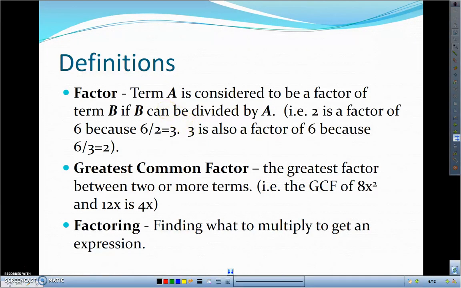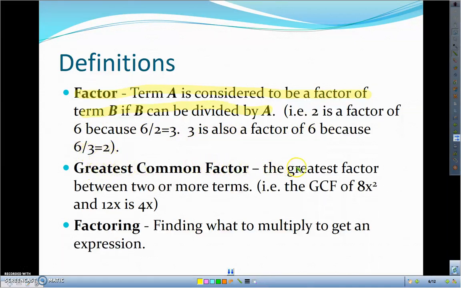And just to take a look at some key terms that we'll be using throughout this lesson, a factor is a term considered to be a factor. A is considered to be a factor of b if b can be divided by a. So 2 is a factor of 6 because 6 can be divided by 2. 3 is also a factor of 6 because 6 can be divided by 3.